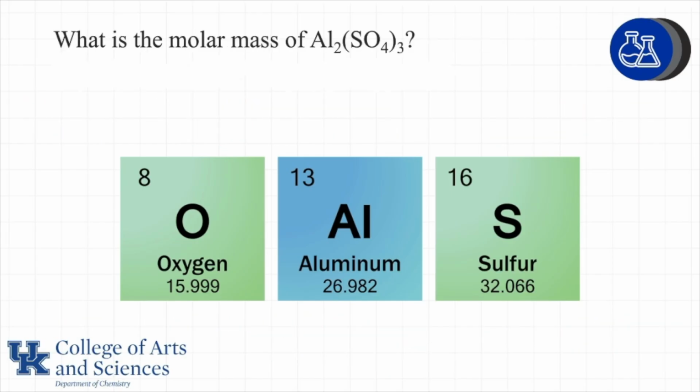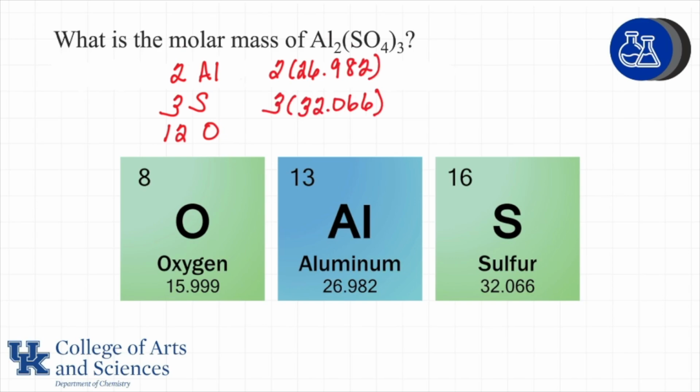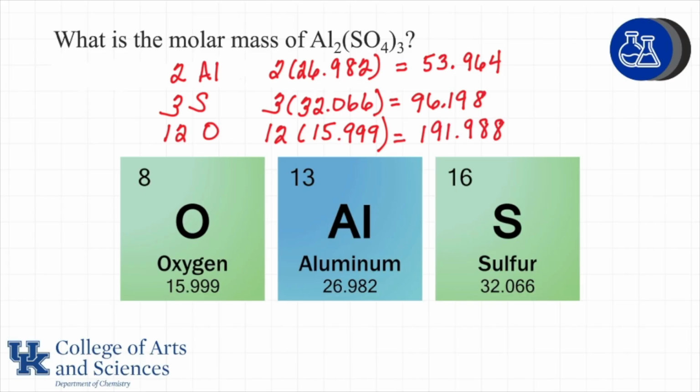What is the molar mass of aluminum sulfate? We have 2 aluminum, 3 sulfurs, and 12 oxygens. We take 2 times the 26.982 that we find on the periodic table for aluminum, 3 times 32.066 for sulfur, and 12 times 15.999 for oxygen. We multiply those values out, and then we add them together to get 342.15 grams per mole.